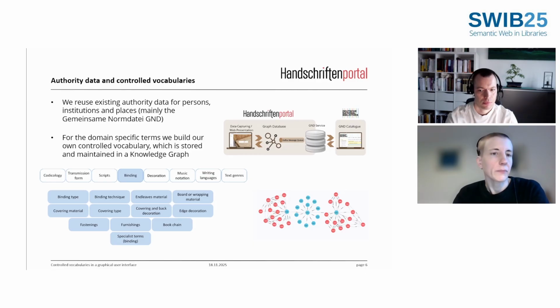So here we build our own vocabulary, which is stored and maintained in a knowledge graph. And it contains several subject areas which are related to manuscript cataloging, like, for example, bookbinding or codicology or scripts. And each subject area contains several thesauri, which represent subfields of that area, like for the binding, for example, the binding type, the binding technique, the material of the end leaves, and so on.